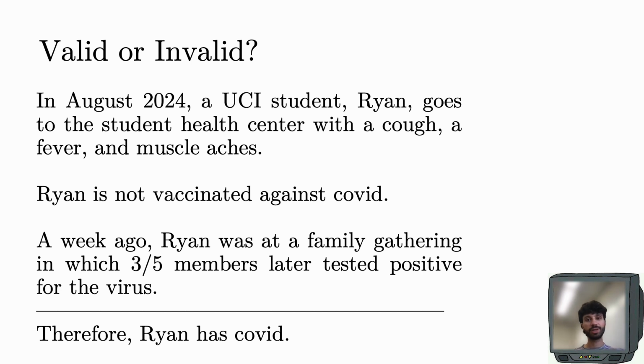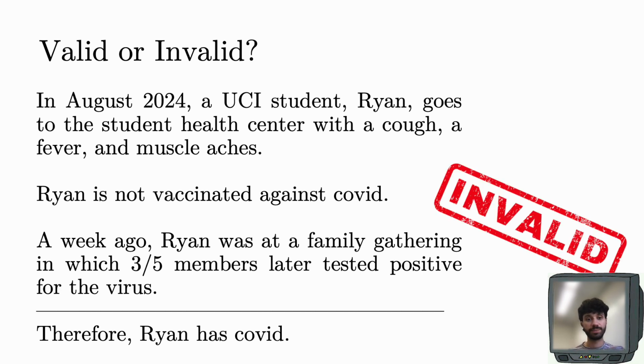So, before jumping to this conclusion, think to yourself, well, is it possible for Ryan to not have COVID, that is, for the conclusion to be false, yet for all the premises to remain true? And of course that's possible, right? We might imagine that Ryan ate something that wasn't good anymore. We might imagine that Ryan just got the regular flu instead of COVID, etc., etc. So this argument is invalid.